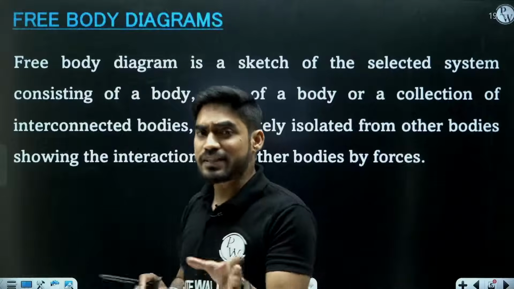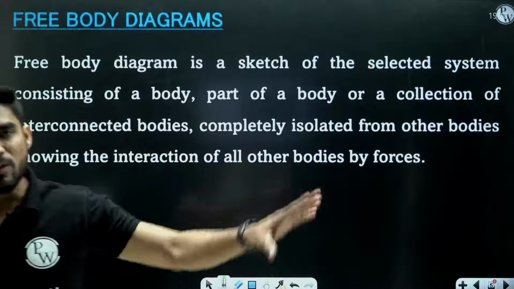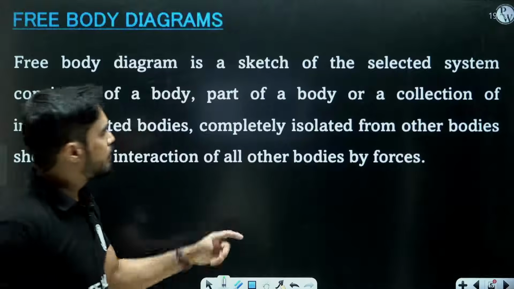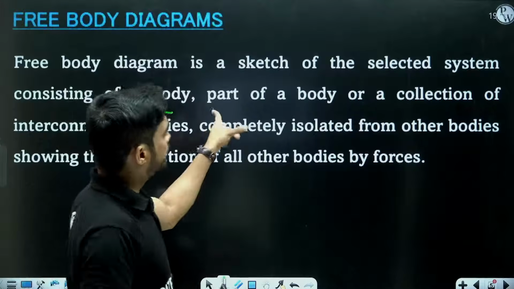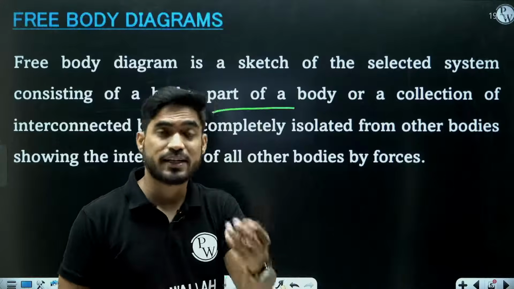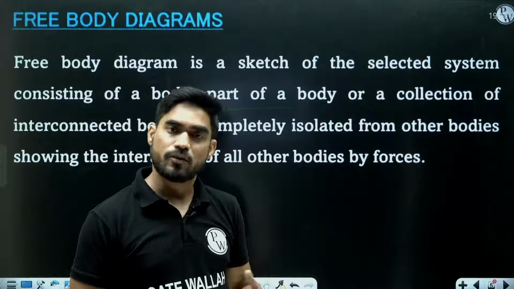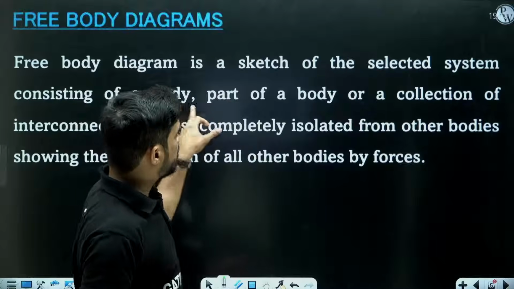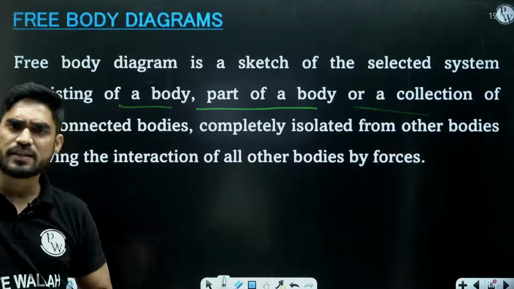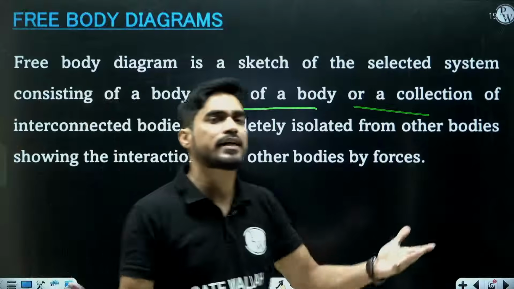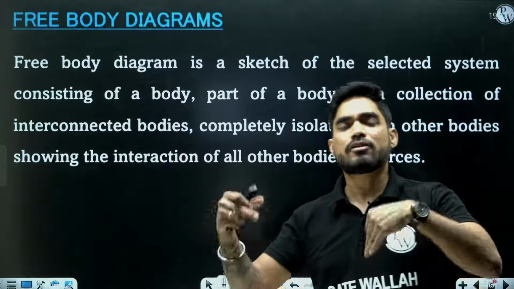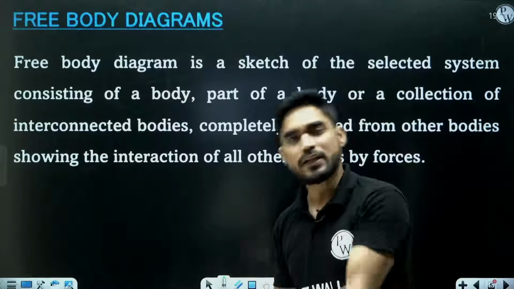So selected system means whatever you are studying, whatever bodies you are studying. It can be a single body, it can be part of a body. In some cases, we also consider part of the body. Okay, so it can be a body or part of a body or a collection of interconnected bodies. In this case, beams and columns are what? Interconnected. So if I select these, then it will be known as a free body diagram of interconnected bodies.